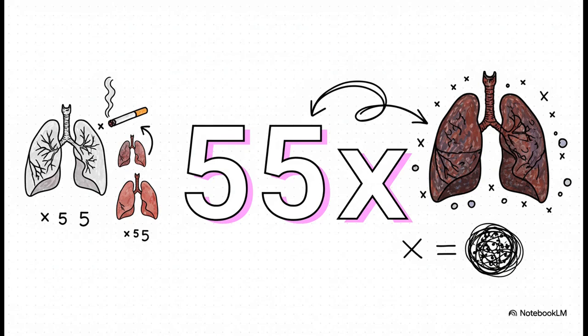And this number beautifully illustrates a critical concept, synergy. Just look at this number, 55 times the risk. An asbestos worker who doesn't smoke has about a 5 times higher risk. But you add smoking to that, the risk just explodes. It's not addition, it becomes multiplication. This is a classic exam question, so please remember this one.